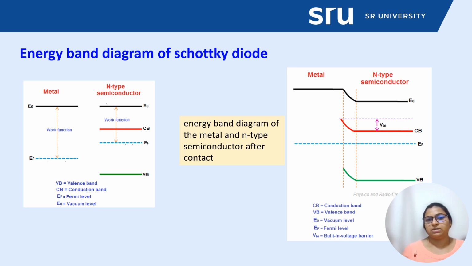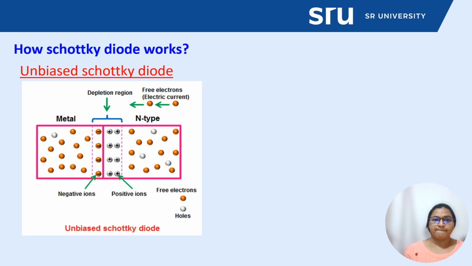Now let us see, with this built-in potential difference and the two different contacts, how these diodes work in bias condition and with increasing bias voltage. Let us first discuss how it works in the unbiased condition. This is the schematic diagram of the metal and n-type semiconductor behavior in the unbiased Schottky diode.